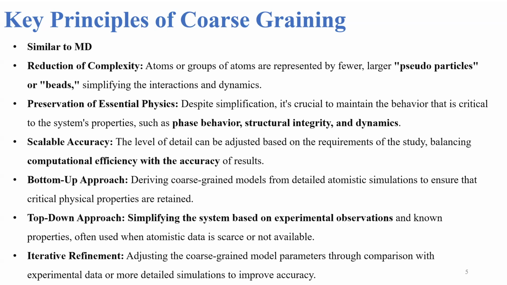The good thing about coarse graining is it allows both bottom-up and top-down approaches. So what I mean by this is, in the bottom-up approach, you can derive a coarse grain model from detailed atomistic simulations to ensure that the critical physical properties are retained. And in the top-down approach, it can simplify the system based on experimental observations and known properties, often used when atomistic data is scarce or not available. So it can connect these different sorts of models.